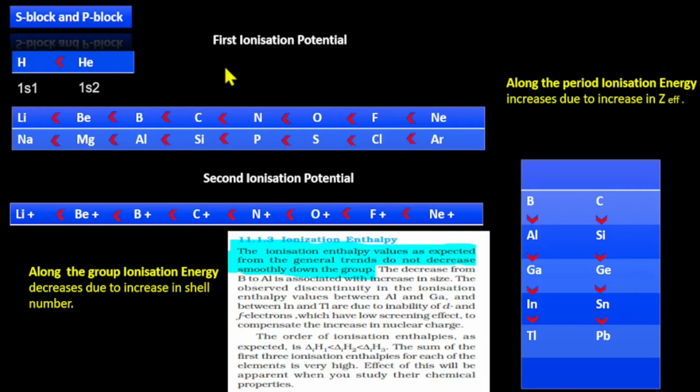What about this? General concept says that neon will have the highest ionization energy since it has more Z effective, then fluorine, oxygen, nitrogen. Along the period, ionization energy will increase due to increase in Z effective. But one more fact plays an important role, which is completely filled and half filled orbitals.